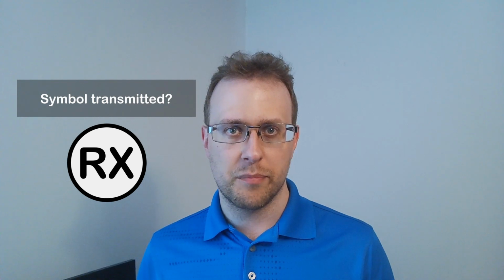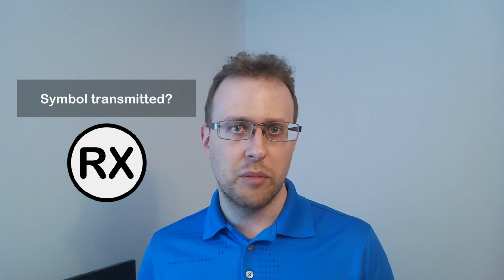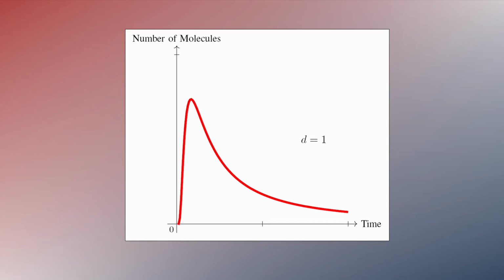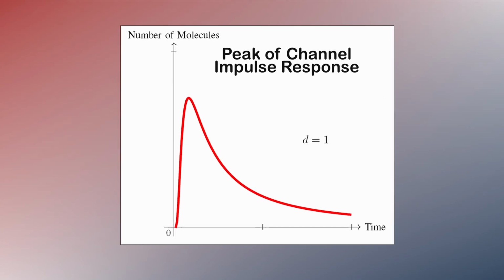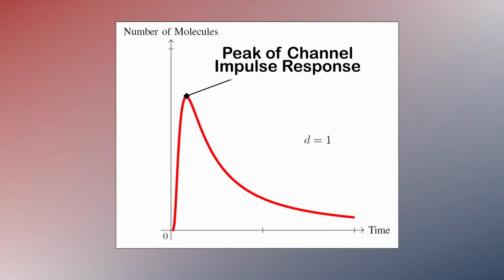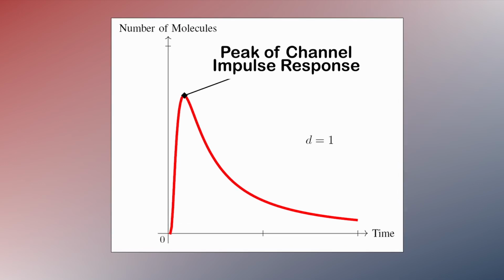The receiver has instructions on when to count the molecules. Let's say that the receiver will only count the molecules once. The best time to count will be when we expect the signal from the transmitter to be strongest, and we know this time from the channel impulse response.